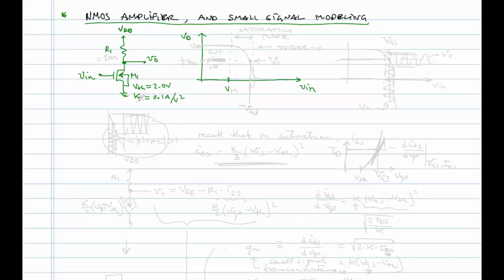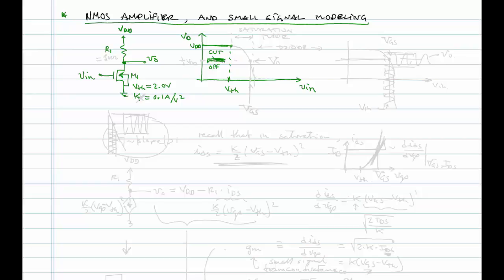So here's V threshold. For input voltages up to V threshold, the transistor is off. We're in the cutoff region. The transistor is off, no current flows, and because no current flows, there's no voltage drop across the resistor, and so the output voltage is just VDD.